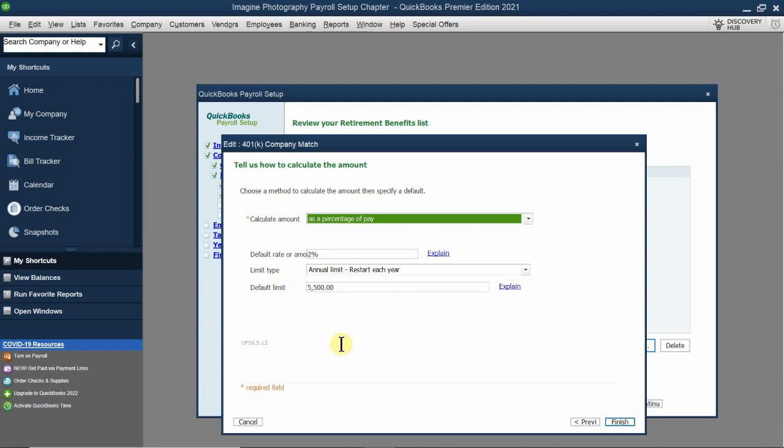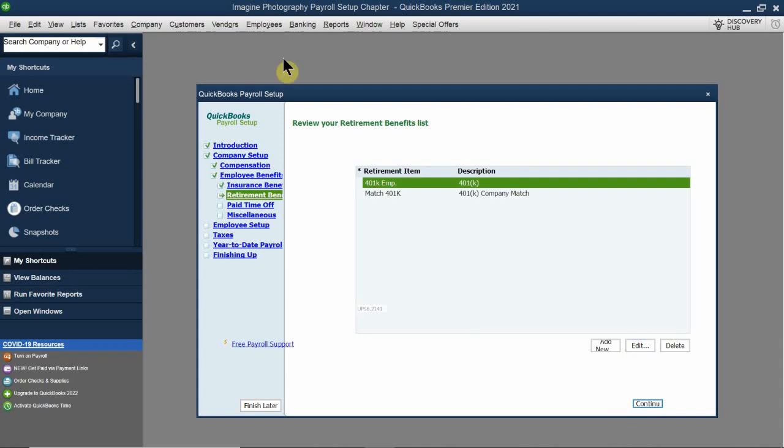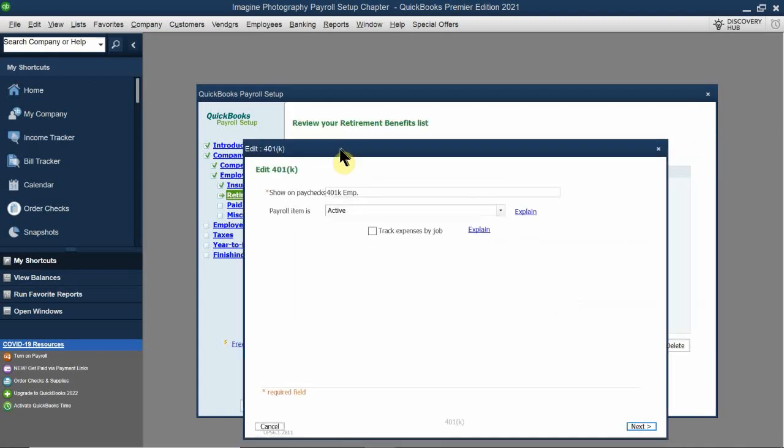And then the next year rolls around, it's going to start over, and the company's going to pitch in 2% of your paycheck. Okay? And then I can go ahead and click finish. So that's just setting up the company's matching portion of the 401k. We also have to set up the employee's portion, which is going to be like this, okay?